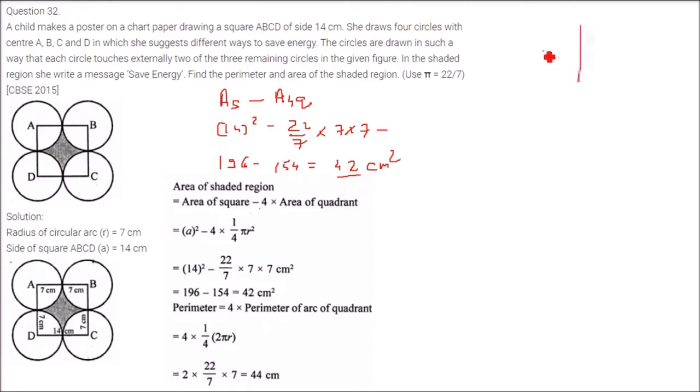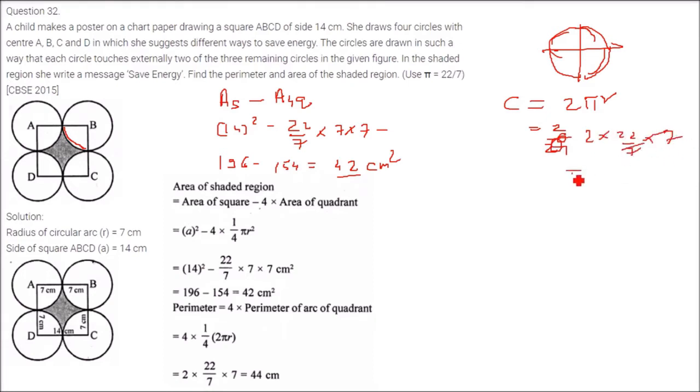See, if I combine these 4 quadrants, they'll form a circle. And we have to find out the internal lines, this one, this one, this one and this one. So we have to find out the circumference. Eventually it is the circumference of the circle. So what is the circumference? It is 2 pi r. So 2 into 22 by 7 into radius, that is 7. So it will be 44 centimeter.